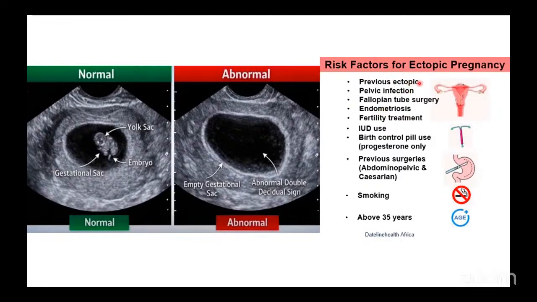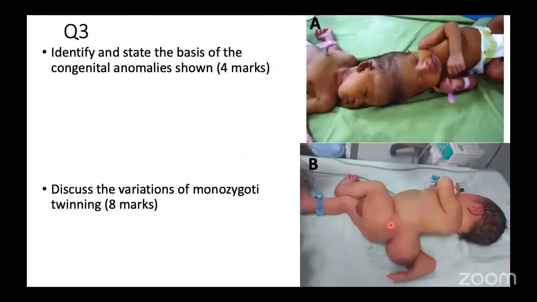So previous ectopic pregnancy, infection of the pelvis, which will lead to blockage, surgery of the fallopian tube, endometriosis, infertility, IUD use, birth control pill use, yeah, smoking, and relatively older women. Okay. All right, question three. Identify and state the basis of the anomaly shown, and then discuss the variants of monozygotic twinning. Excuse the spelling. Okay, so just another minute, and then we can look at the answer.